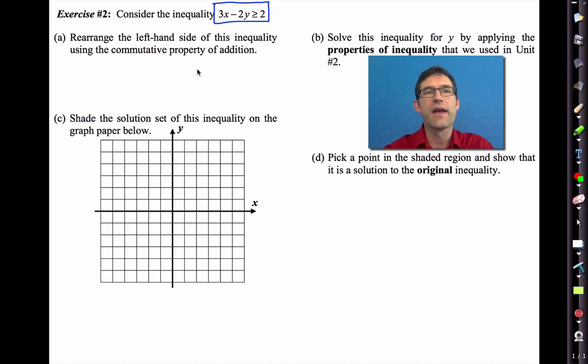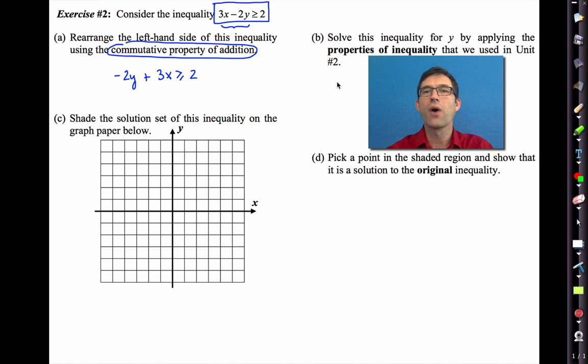The first thing A asks us to do is to rearrange the left-hand side of this inequality using the commutative property of addition. In other words, I'm going to take this and rewrite it like this. Negative 2y plus 3x is greater than or equal to 2. All I used was that commutative property of addition to flip-flop those.